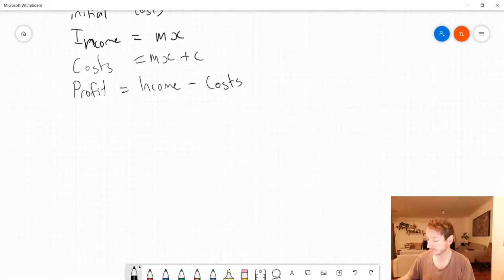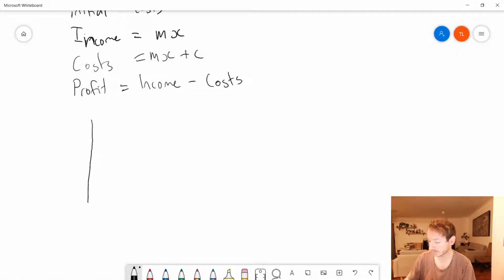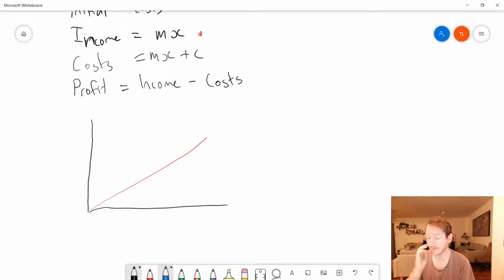On a graph, what that looks like is this. Let's say we've got our income, which I'm going to do in red. We start off with no income, and every time we sell something, we get a bit more income. Now, costs, they're going to start higher because there's usually some startup cost involved. But I'm going to draw a line quickly. So it's straight. Hopefully the gradient isn't as high because we aren't spending as much per item as we're making per item.